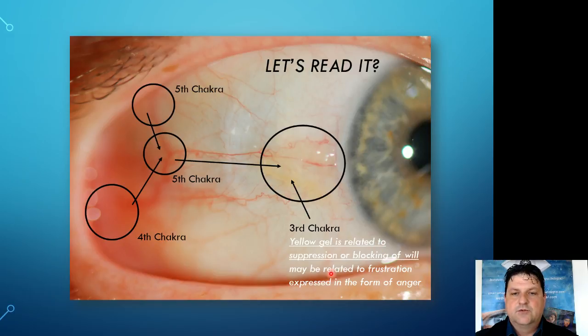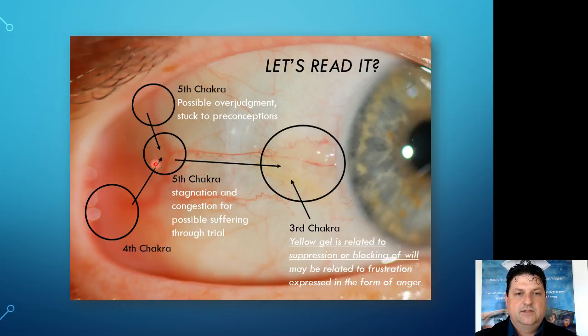Yellow gel is related to suppression or blocking of our will, may be related to frustration expressed in the form of anger. All right, what else? The fifth chakra on this area, in particular, will tell us something about possible overjudgment, stuck to preconceptions. And the fifth chakra on this area will mean stagnation or congestion, possible suffering through trial.